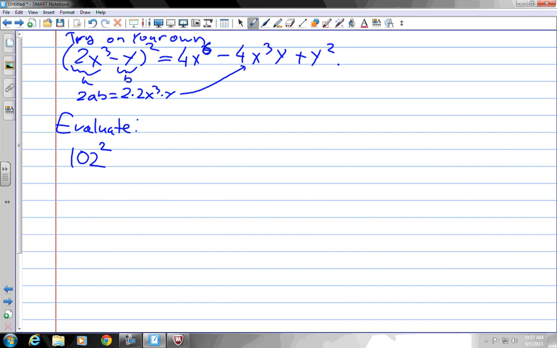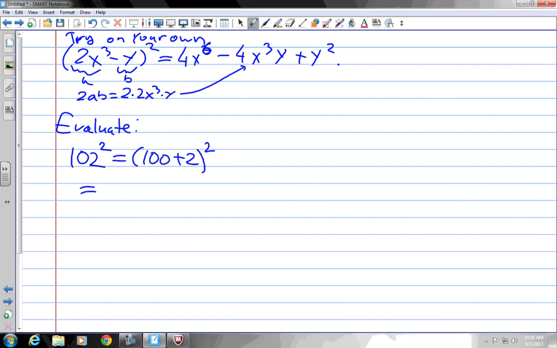But the way you can do this problem, 102 is hard to square. We don't know that in our head. But do we know two numbers that are easy to square and that add up to 102? Well, 100 plus 2 is 102. So I can think of this as 100 plus 2 squared. And then I can apply my formula, right?